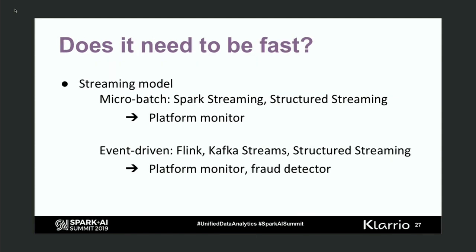Not every use case requires you to have very low latency. So for example, for the platform monitor, a micro-batching framework like Spark Streaming will work okay. Structured streaming is the step of Spark to try to get closer to continuous processing and to event-driven processing. So for the event-driven side, you have either Flink, Kafka Streams, or continuous processing for structured streaming. This is something you would use for your fraud detector, for example, because there you really have those low latencies that you need to get.